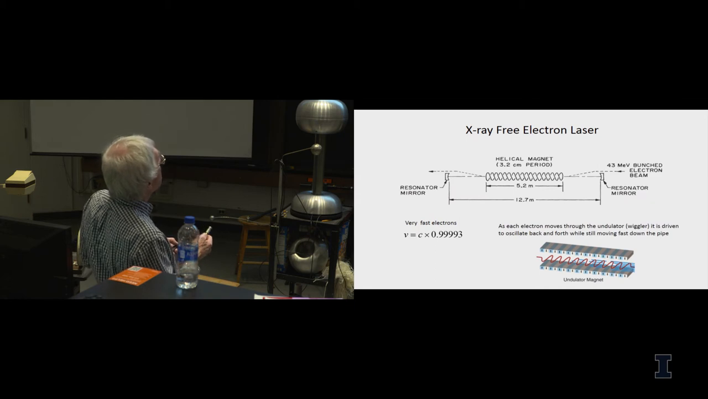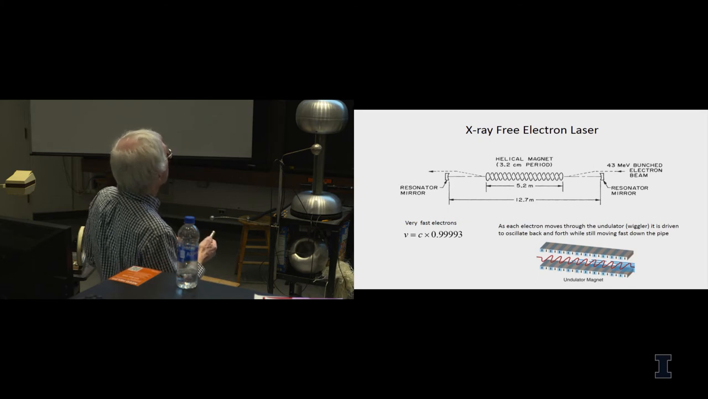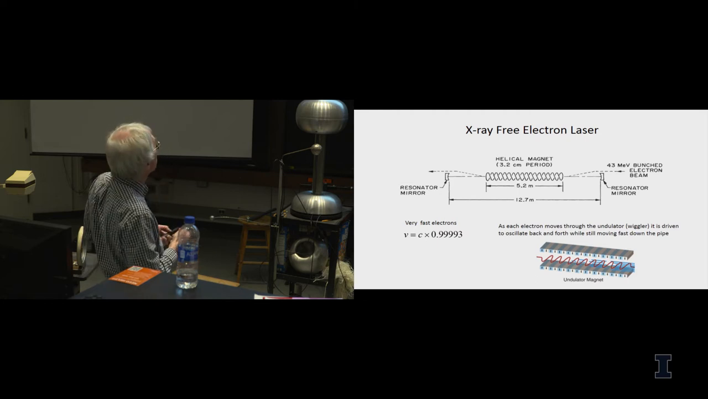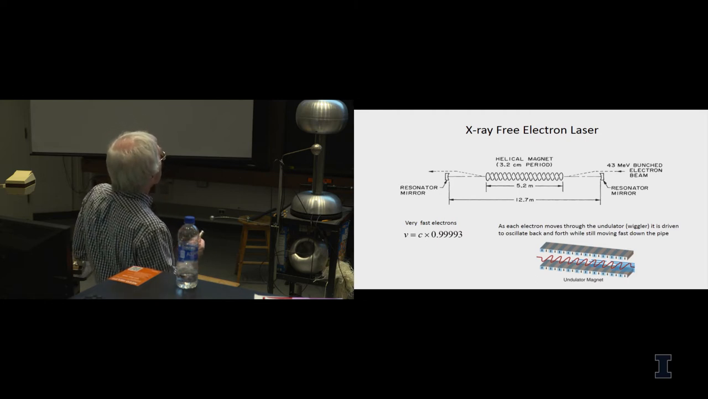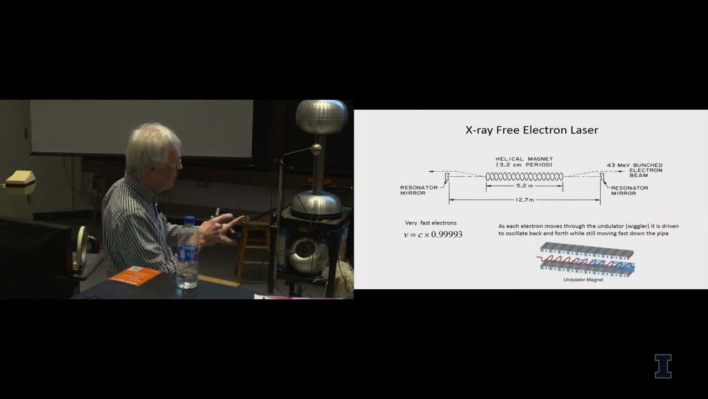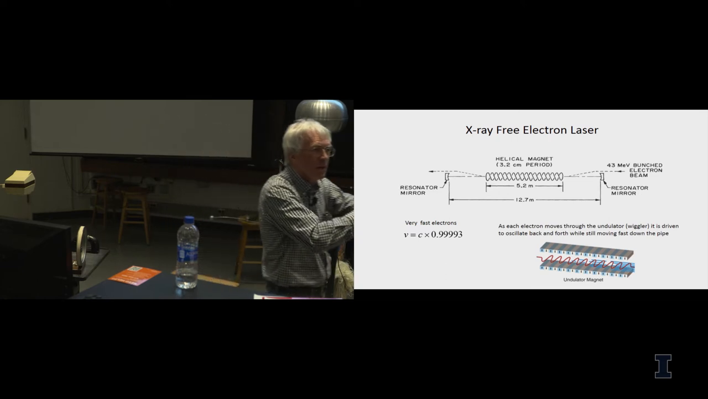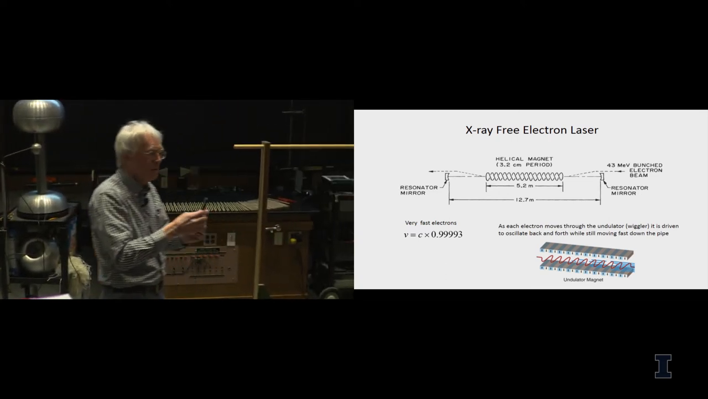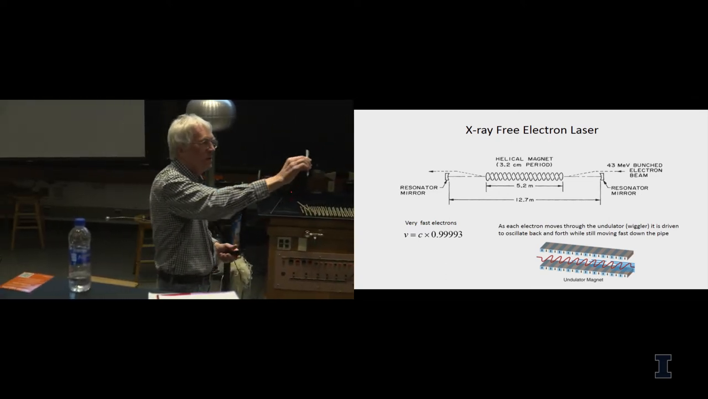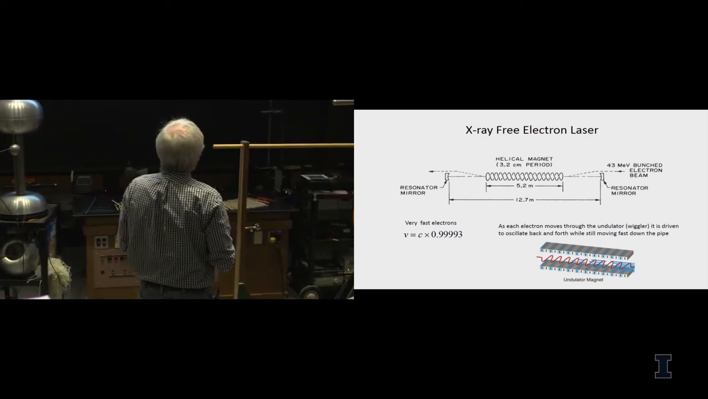The one that John Madey built at Stanford did not have that same high energy electron. So there are only 4 nines here instead of 9 nines, and that makes a difference. The magnet also did not look like this. It was actually a double helix of wires, and that led to a magnetic field that did this. It just twisted around like that in space.